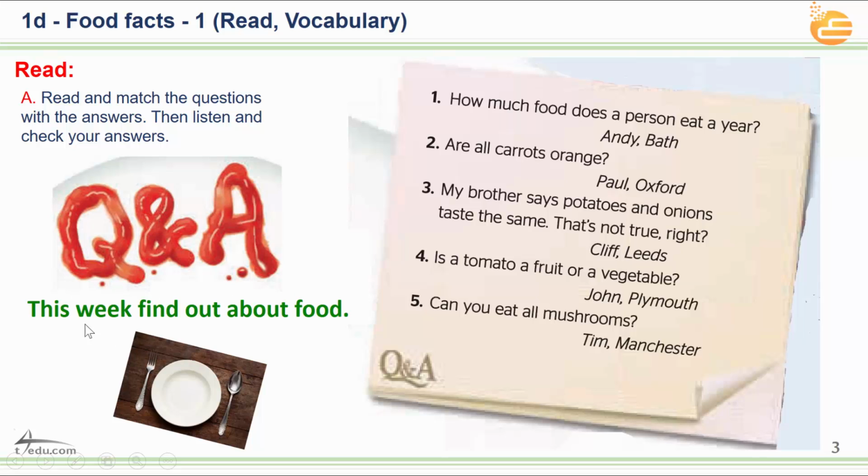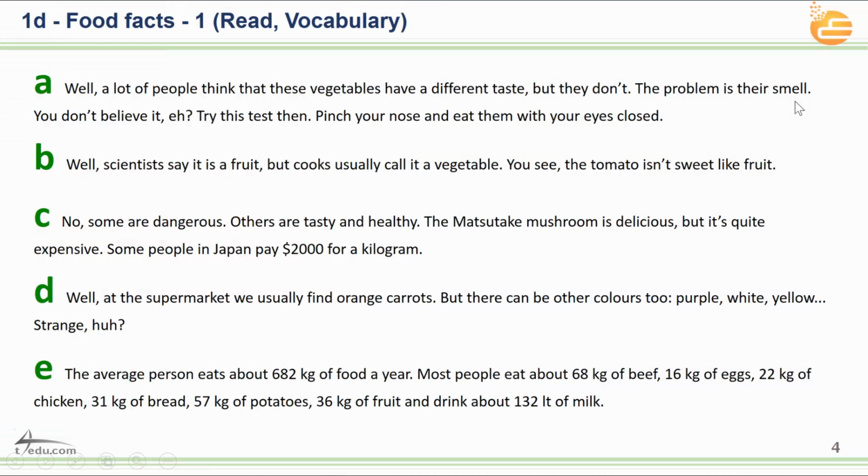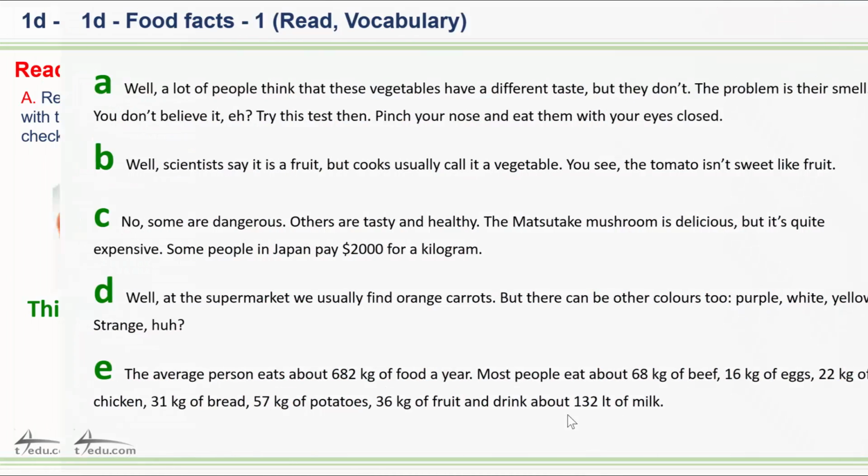Q&A. This week, find out about food. 1. How much food does a person eat a year? E. The average person eats about 682 kilograms of food a year. Most people eat about 68 kilograms of beef, 16 kilograms of eggs, 22 kilograms of chicken, 31 kilograms of bread, 57 kilograms of potatoes, 36 kilograms of fruit, and drink about 132 litres of milk.